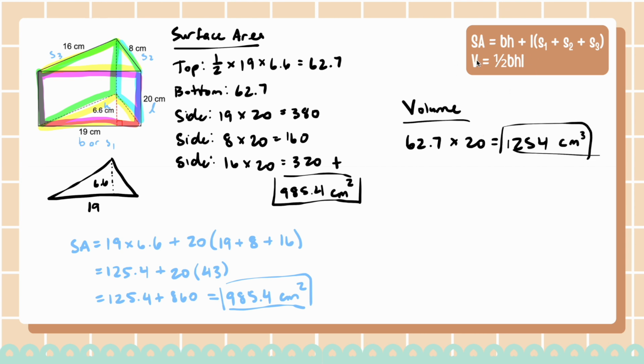Now let's see if we can use this formula to get the same volume. So I'm going to start with 1/2 times the base, which is 19, times the height of the triangle, which is 6.6, times L, which is the height of the prism, and that's 20. If I multiply all of these together, again, that gets me the same thing, 1254 centimeters cubed. And that's how you solve for the surface area and volume of a triangular prism.